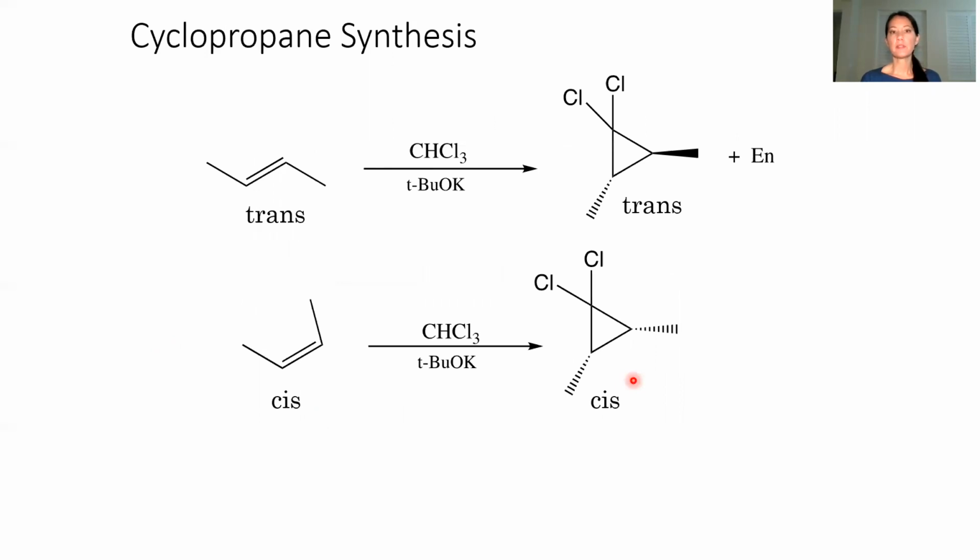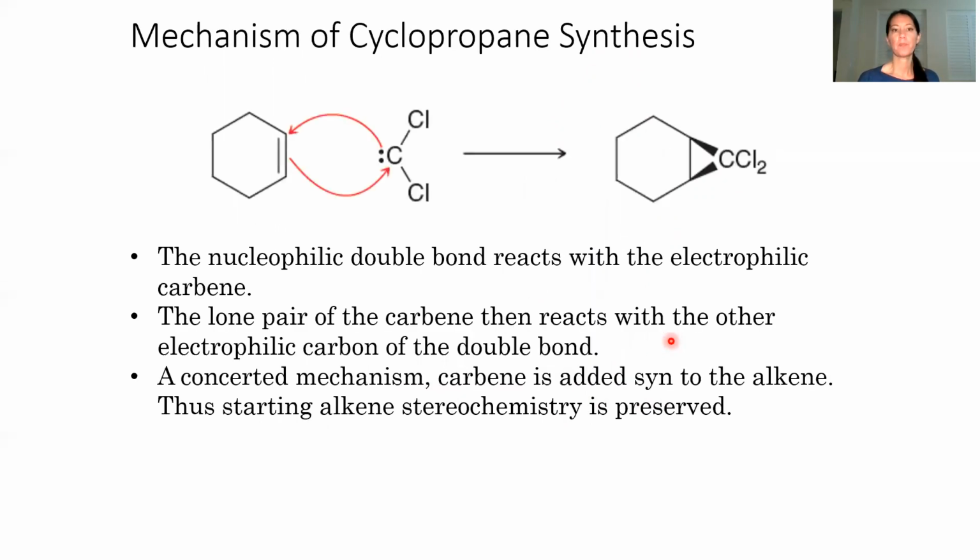If we run the exact same thing with the chloroform tert-butoxide mixture combo, you get the same types of products, the trans product plus its enantiomer, but instead of CH2, you have C with 2 chlorines on it in both cases, and cis gives that syn or cis product, both on the same face of the ring plane. Okay, let's look at the mechanism.